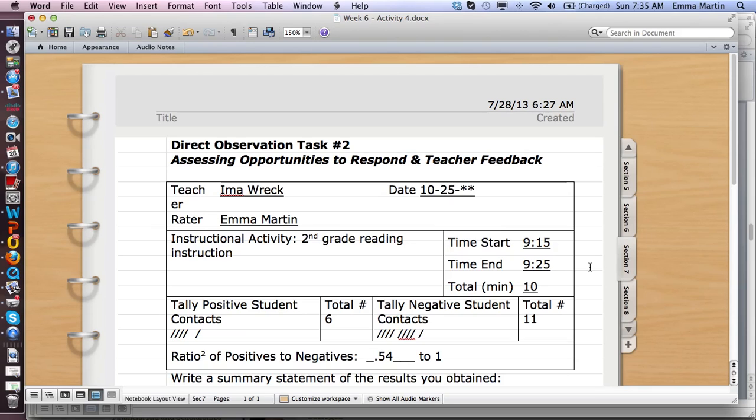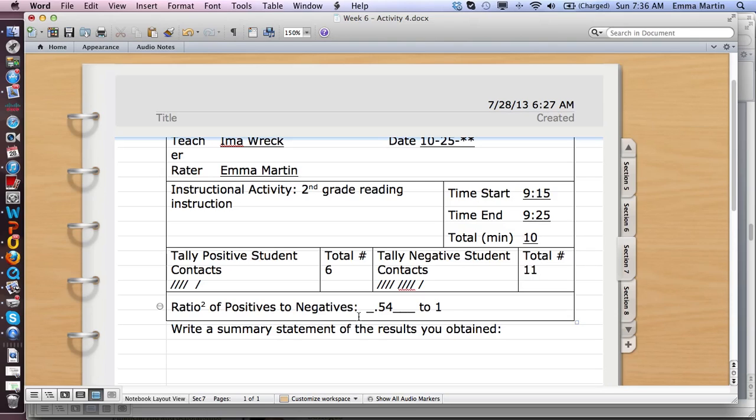All right. So if we look at the data on Ms. Reck, and here we're just looking at teacher feedback. We're not looking at opportunities to respond. We'll do that later. We can see that it's substantially low. Students get a rate of, for every 2 negative, 1 positive. All right, so let's look at the summary statement that we wrote. Go ahead and try writing one for yourself, and then I'll show you the one that I wrote. So take a moment, stop the video, and then we'll compare.